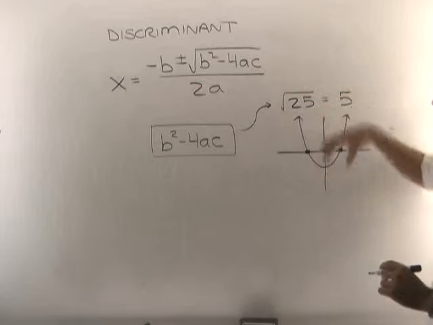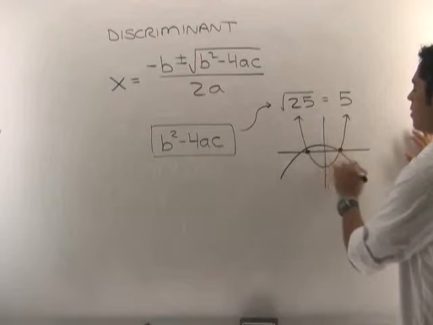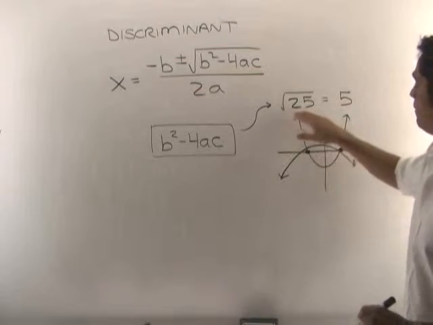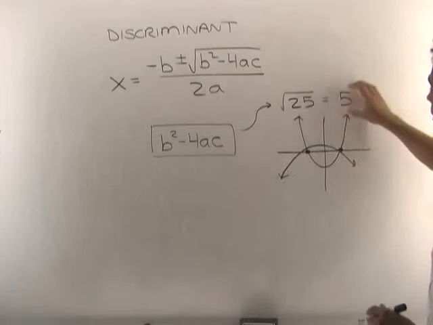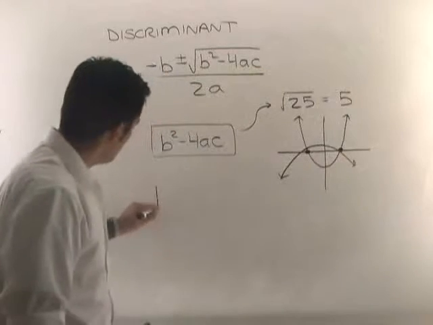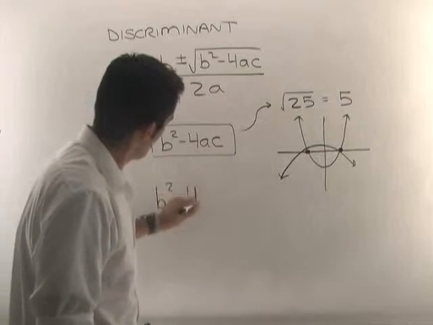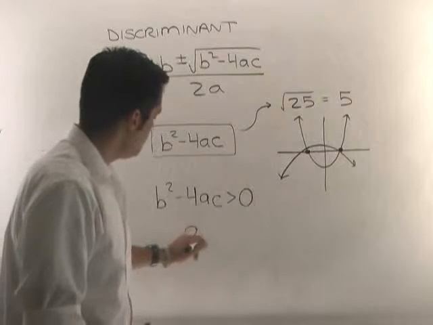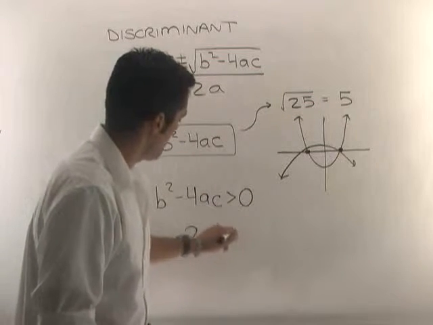Now, it may open up or open down. You may have something that looks like this, but basically the discriminant being some number greater than 0 tells you that you're going to have two answers. So that's our first conclusion, that if the discriminant is greater than 0, you're going to have two real solutions.